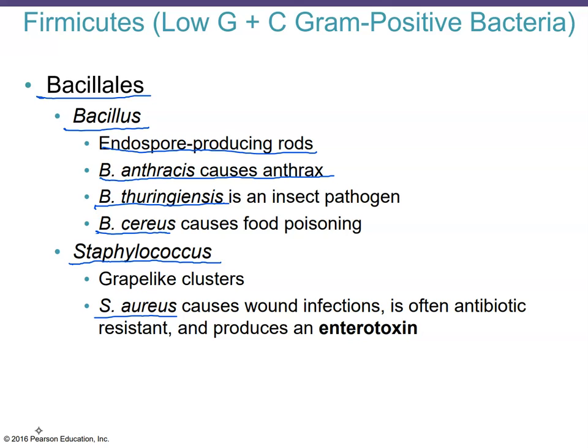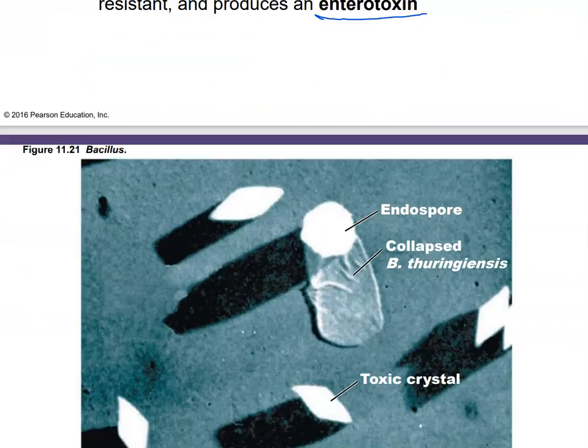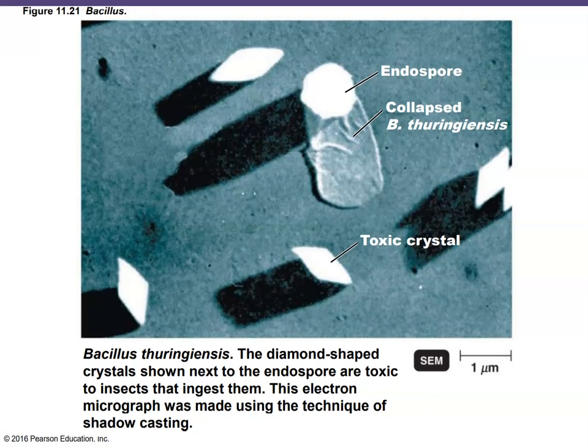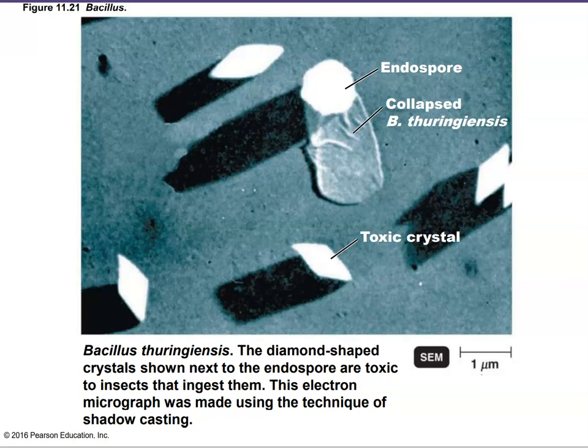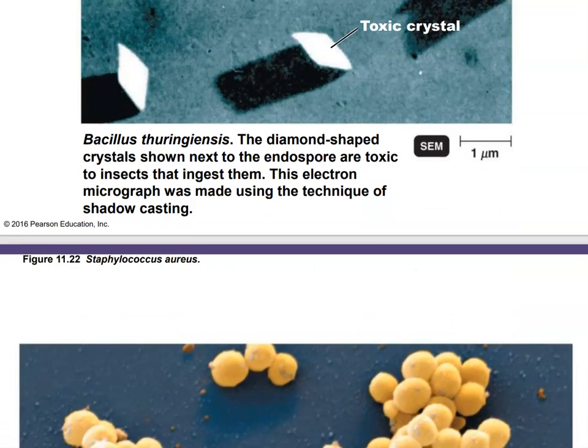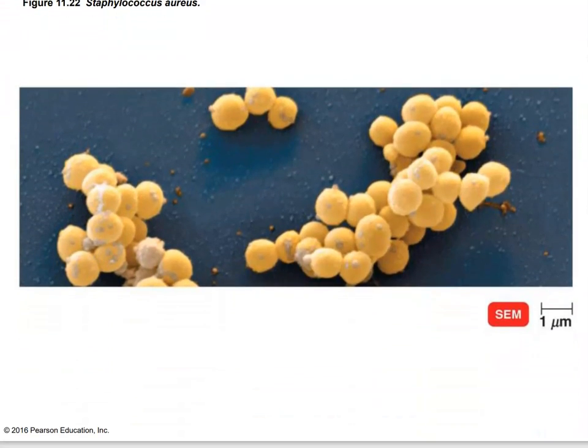Some of the Staph aureus strains produce an enterotoxin as well. So here is a Bacillus endospore. It's kind of a weird picture, I feel like, but here's this endospore that's forming inside of the cell, and we will be doing a spore stain pretty soon anyway. So let's move on here.